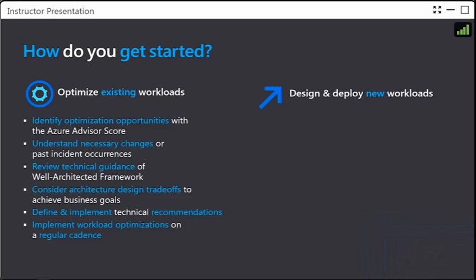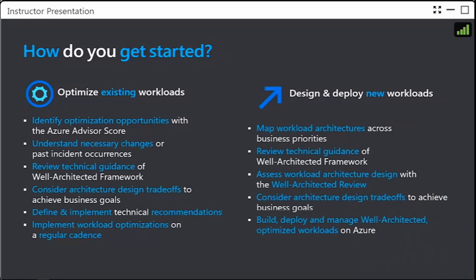In terms of designing and deploying new workloads, you want to look at your workload architectures and map those across business priorities. You want to also still look at a review from a technical standpoint, comparing what you've built to the Well-Architected Framework. You want to assess the Well-Architected Framework design by utilizing the Well-Architected Review. The Well-Architected Review is a rubric that we provide you with that you can point to a solution or a workload, and it will ask you questions, right? You answer those questions, and then it generates feedback. It generates recommendations comparing what you've answered in terms of what should be done against that workload.